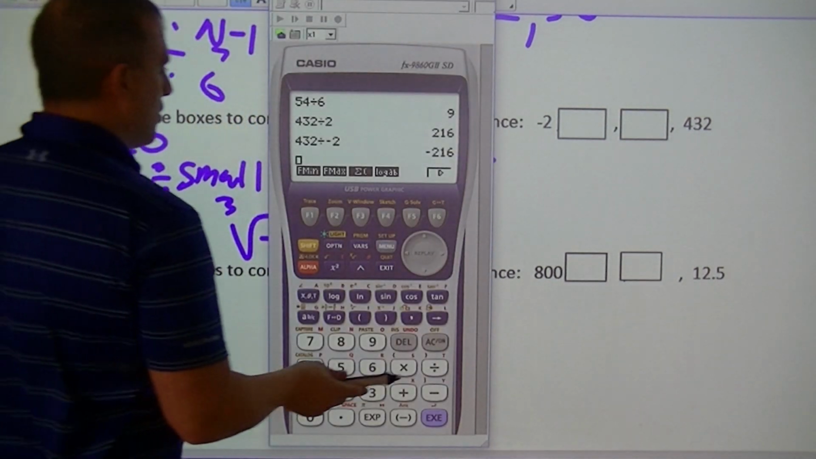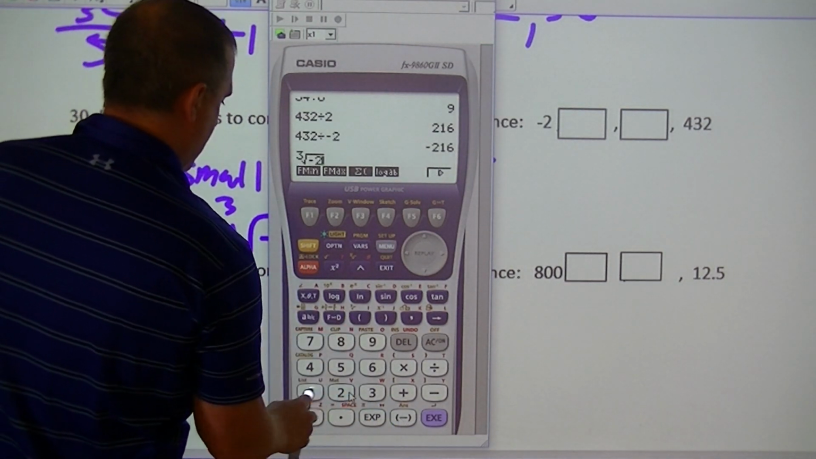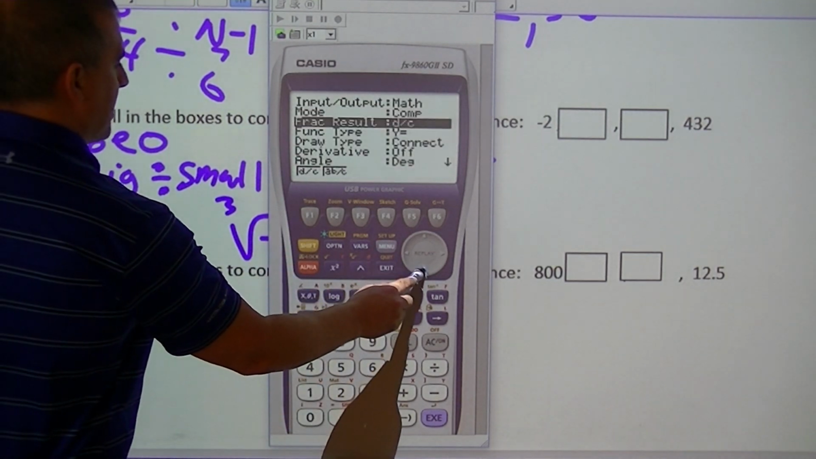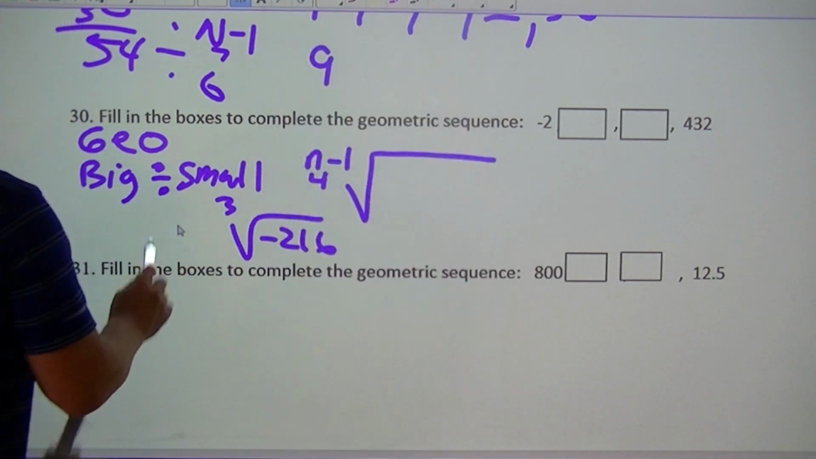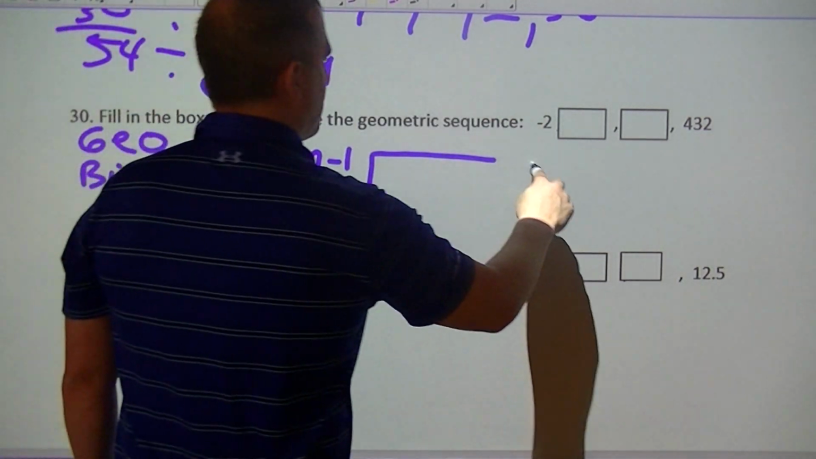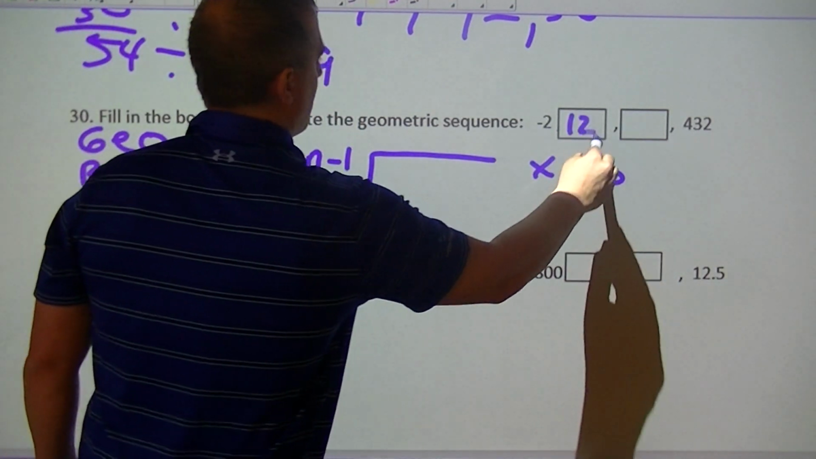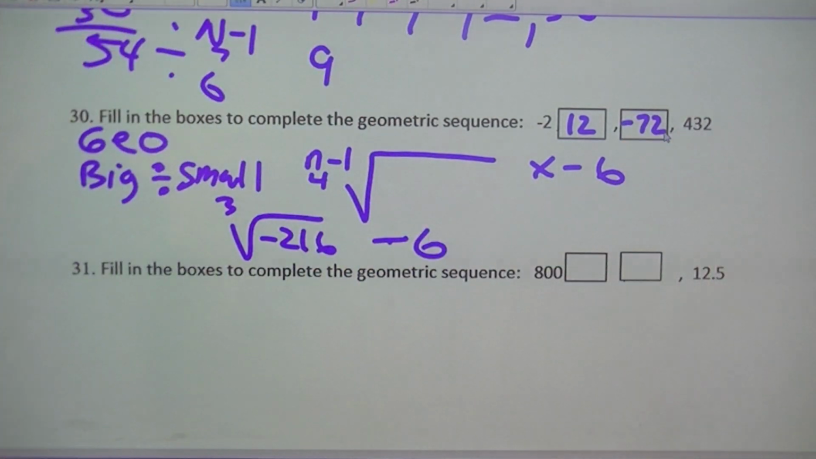Now, I would caution you, when you do negative cube roots, if for some reason you get a crazy answer, make sure that your complex mode is set to real. All right, so if I do that, I get negative 6. So negative 6 is the multiplication pattern. So negative 2 times negative 6 would be 12. 12 times negative 6 would be negative 72. And if you multiply that, you get that one.